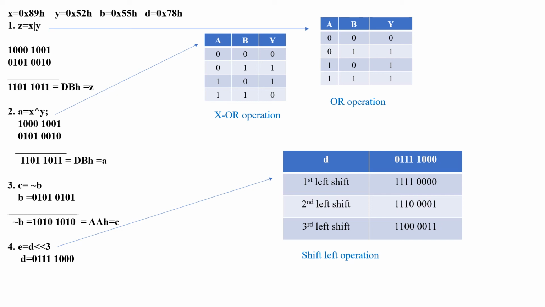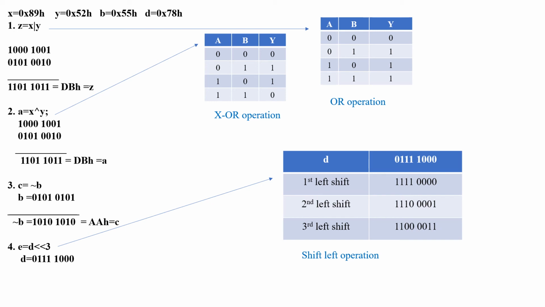Now C is a NOT of B. NOT means it exactly inverts a number. So 0 is converted into 1 and 1 is converted into 0. So we get the result as 10101010, that is AAH, which is stored in C. Finally it is displayed to port 2.